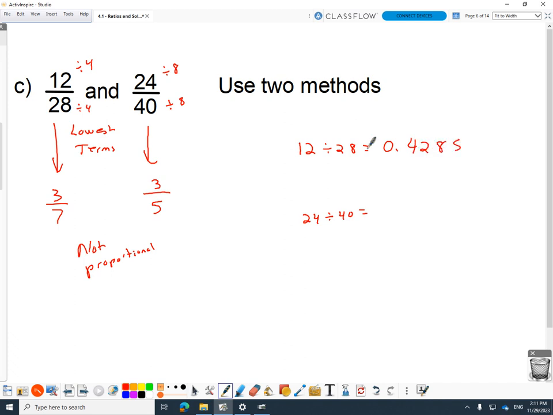Approximately, she says. So I'm going to put a dot over my equal sign. You don't have to do that, but I put that there to go, well, it's not exactly that. We rounded it off. There was more decimal places. And then what's 24 divided by 40? It's 0.6.